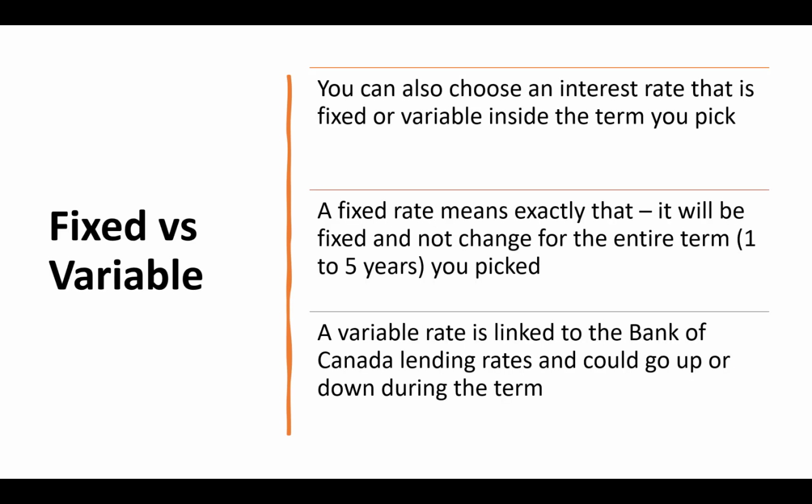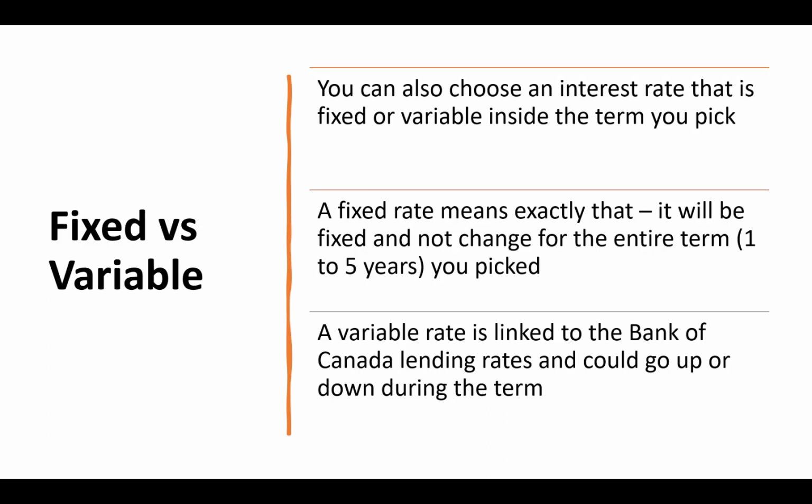Then when it comes to fixed and variable, again, like any mortgage in Canada, you can choose an interest rate that is fixed or variable inside the term that you pick. A fixed rate means exactly that. It's fixed, it can't change for the entire term that you pick. So you pick a 5-year fixed rate, and that rate will be the interest rate you pay for 5 years. It cannot be changed.